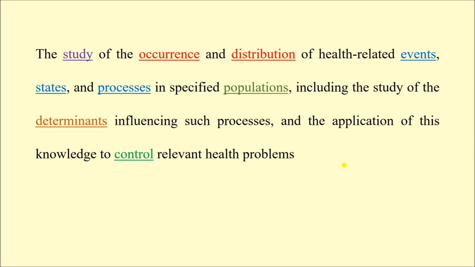Next is the determinants. Determinants basically means the underlying causes, the risk factors, etc., which can cause the disease or can actually influence the occurrence of the disease directly or indirectly. And of course, the last one is the control, because with all the information we can get, our ultimate aim is to control the health related problems so as to improve the health status of the community. So, I believe if you understand these particular terminologies in this definition, it will be easier for you to understand the definition as a whole.